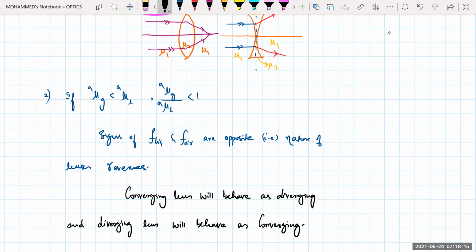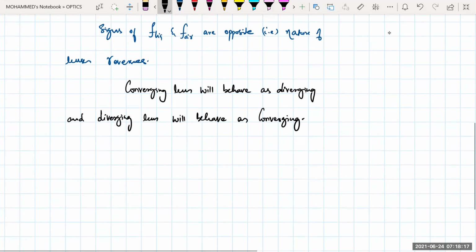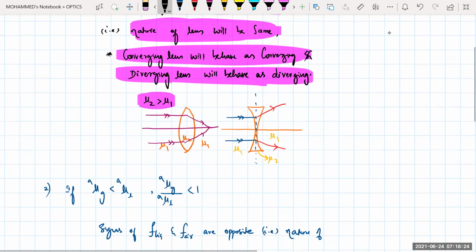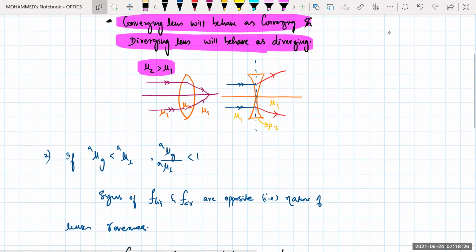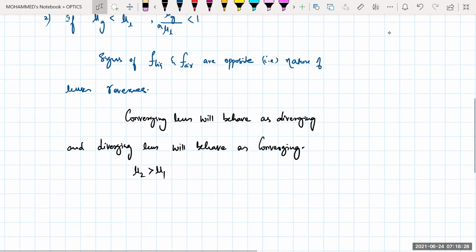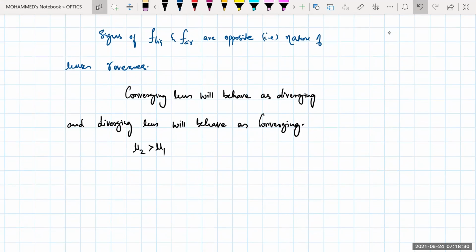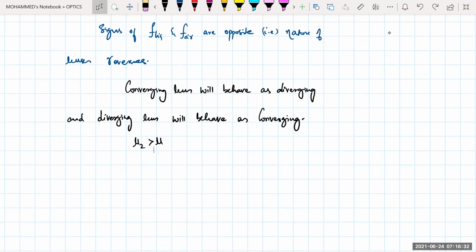So when will they be opposite, beta? When will it be opposite? In the first case, what I have taken right now, mu2 is greater than mu1. Sir, is it when mu1 is greater than mu2, right? Yeah, sorry, it is mu1 is greater than mu2. Yes, sir. When mu1 is greater than mu2. Okay? Yes, sir.